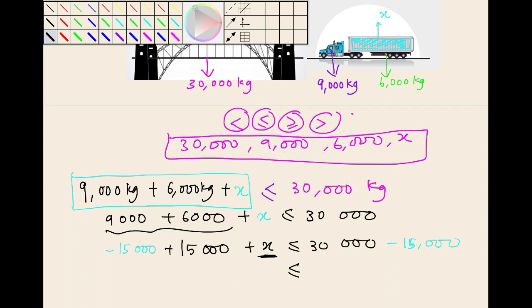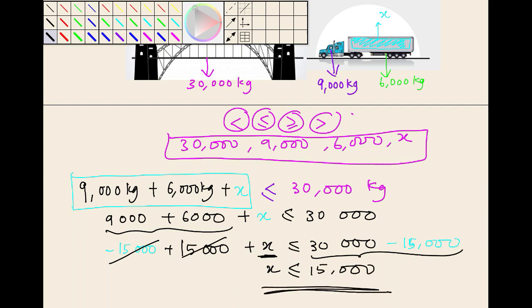So now let's solve this. Negative 15,000 and positive 15,000 cancel, and you are left with X on the left hand side. On the right hand side, 30,000 minus 15,000, you get 15,000. So this is the value of your X. It means the cargo weight cannot exceed 15,000.